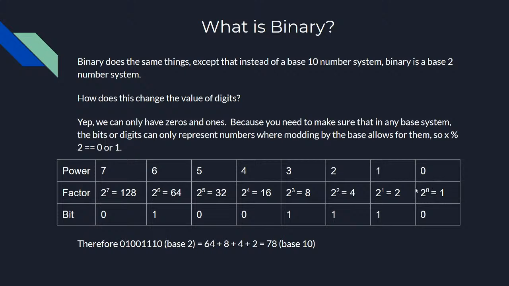2 to the 0 is equal to 1, 2 to the 1 is equal to 2, so this would be the tens place, but now it's the quote-unquote twos place. This is the fours place, this is the eights place, this is the 16s place, 32s place, 64s place, and 128s place. So the two modifications: one, it changes these things that I'm calling factors, which I probably shouldn't call factors.